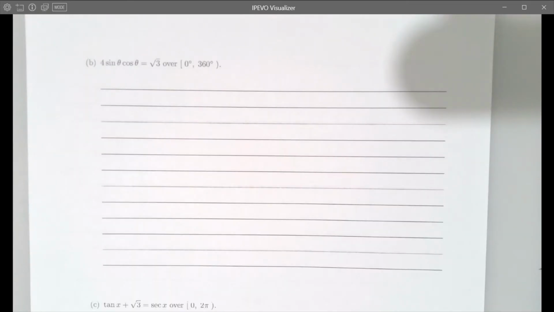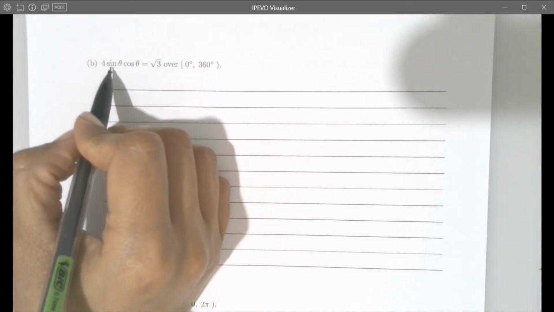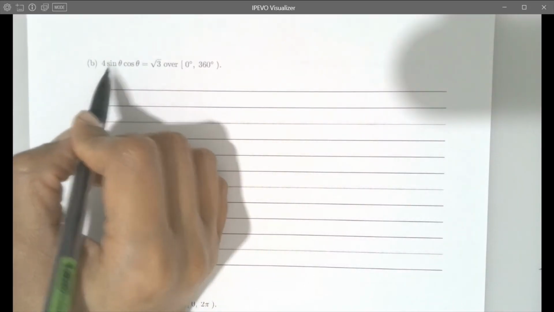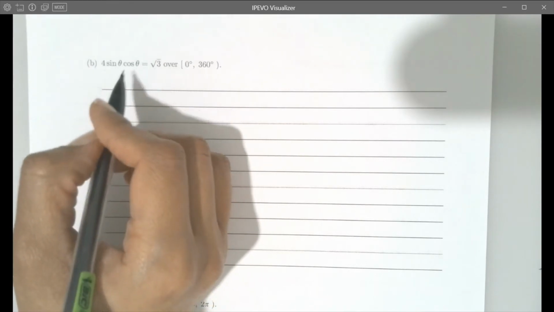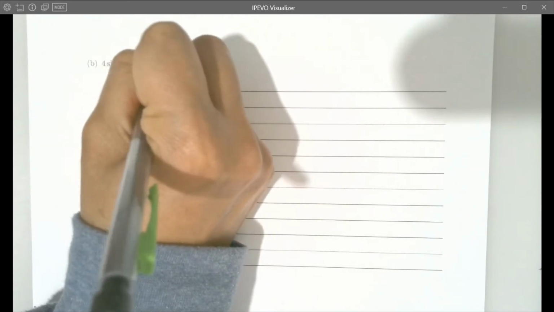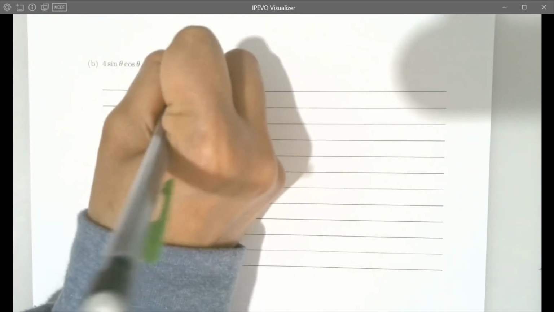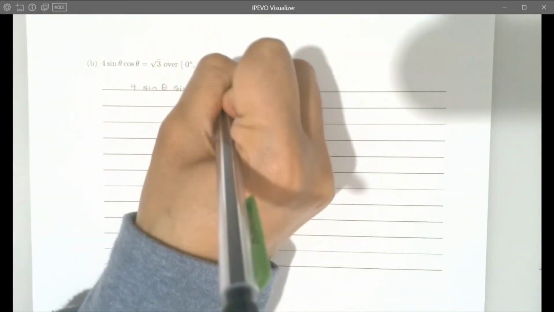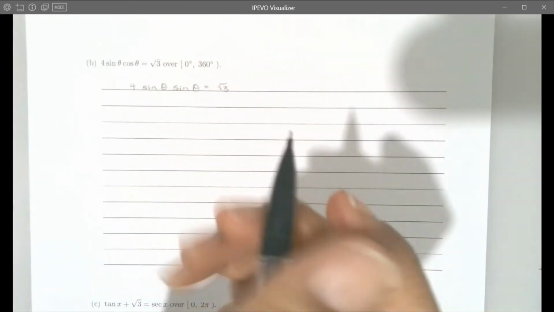Alright, let's take a look at part B now. Part B has 4 sine theta times cosine theta equals square root of 3. And again, the problem here is the fact that we have the product of 2 trig functions rather than just one, and there really is no way to factor it out so that we have the product of 2 things equals 0. So in this case, we're going to apply a trigonometric identity to help us simplify this into an equation that has only one trig function.